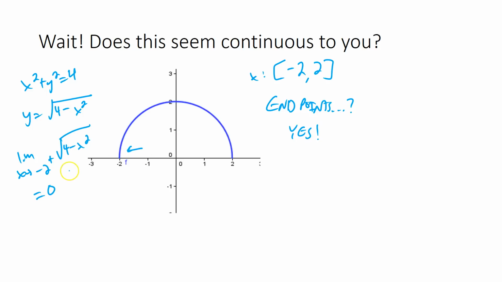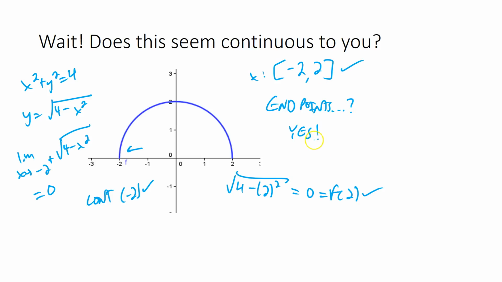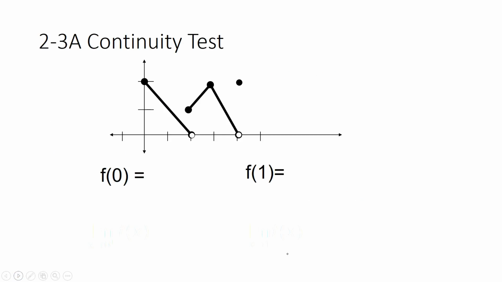So that is equal to the function value, right? Because we just got to plugging it in. So we are continuous at -2 for sure. And then over here on the right, if we do the square root of 4 minus 2 squared, that is equal to 0, which is equal to f of 2. Okay, so we're good over there as well. So yes, this is continuous from -2 to 2, including the endpoints. Cool.